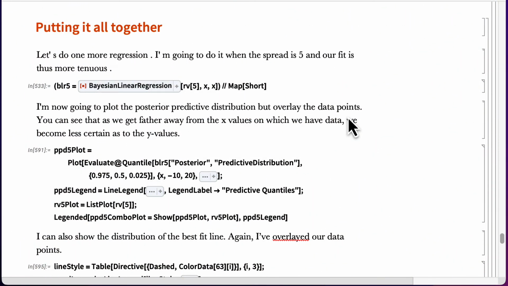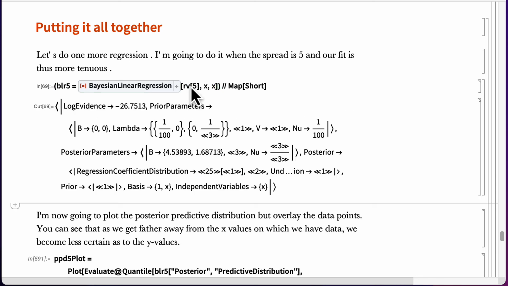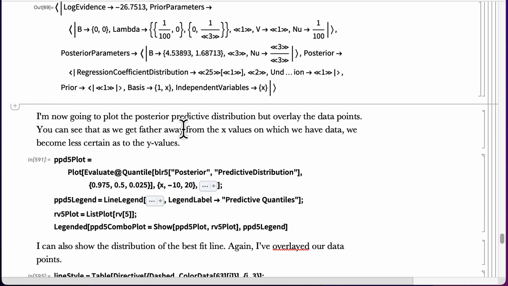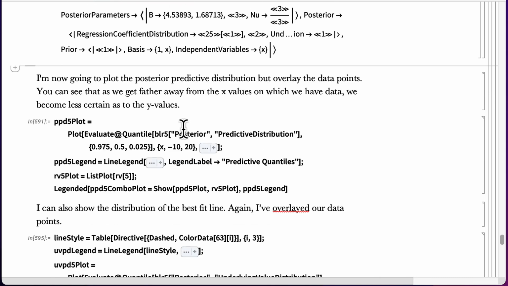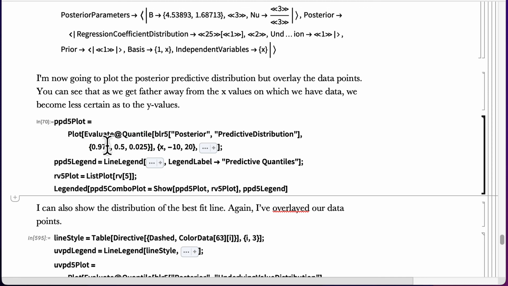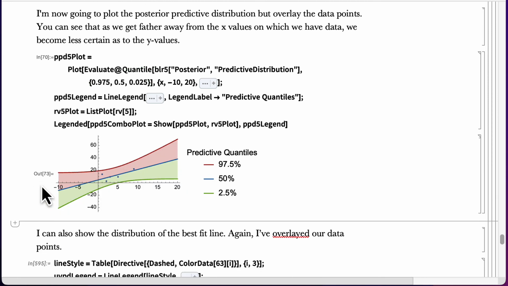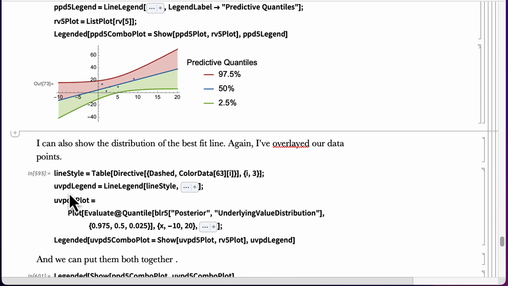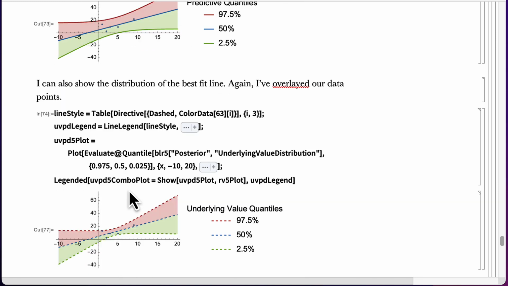Okay, let's put it all together. I'm going to do one more Bayesian regression. This time I'm going to set the spread equal to 5. Done. Now I'm going to plot the posterior predictive distribution, but I'm going to overlay the data points. And what you can see is that, again, as we get farther away, as we start extrapolating, we get more and more uncertain as to where the y value is going to lie. We can do the same thing with the best fit line.